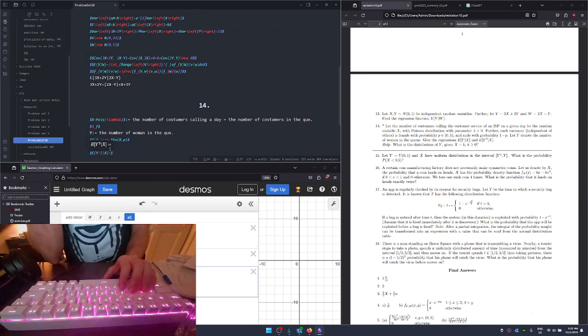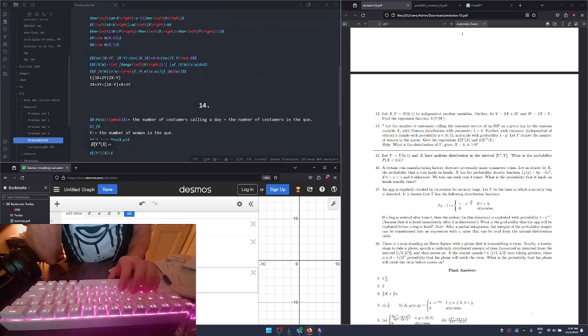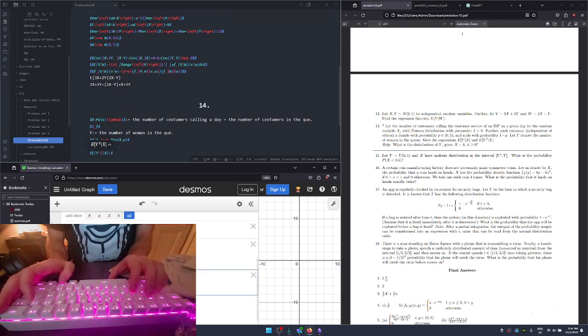So what you get is that the expected value of y squared given x is just equal to the integral. Let me write it here. What is y? The number of women in the queue. It can be from 0 to x, so it's the integral from 0 to x of y, and the number of people is x of y.